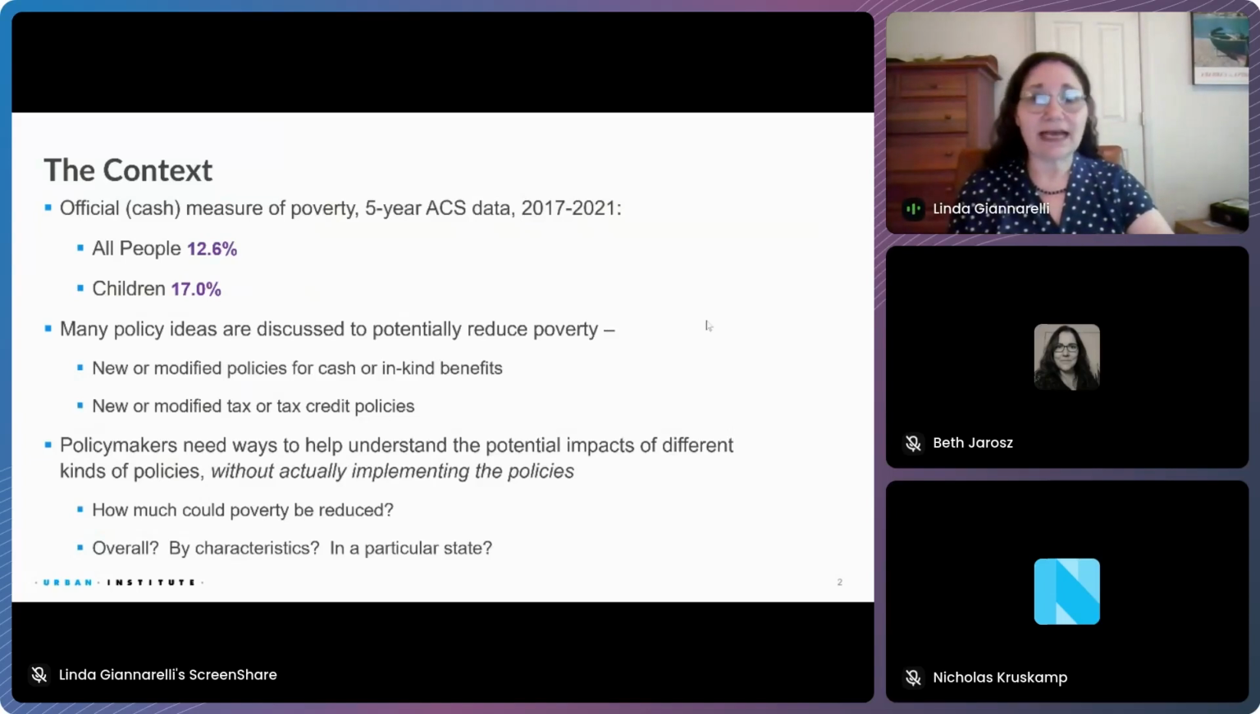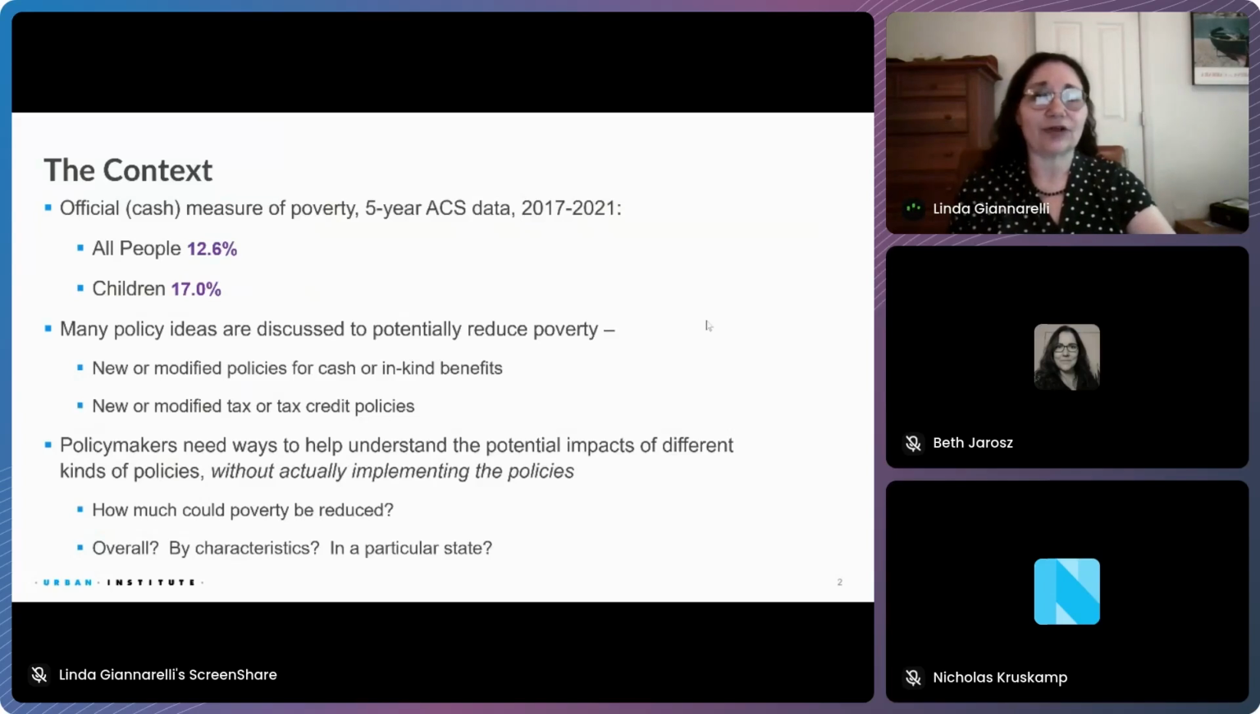There are lots and lots of policy ideas that have been put forward to potentially reduce poverty overall and child poverty. I will not be using my 15 minutes to talk in detail about the policy aspects of those ideas, except to say that they range from new or modified policies for cash or in-kind benefits, new or modified tax or tax credit policies, or even completely new programs. The focus of today is that policymakers need ways to help understand what the potential impacts of different kinds of policies are without actually implementing the policies.